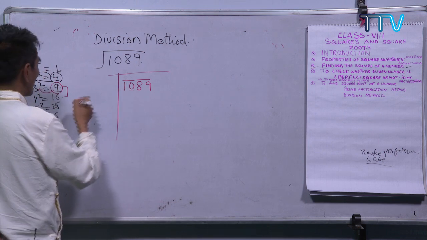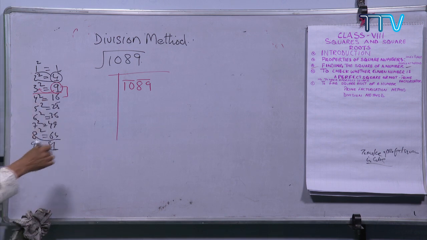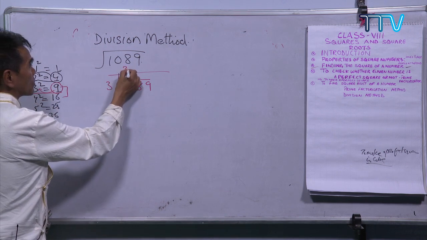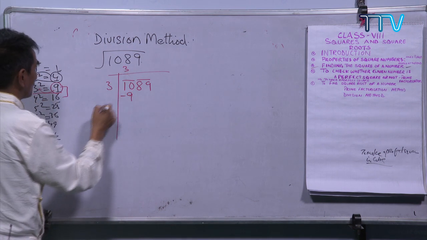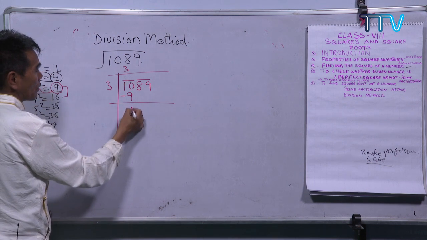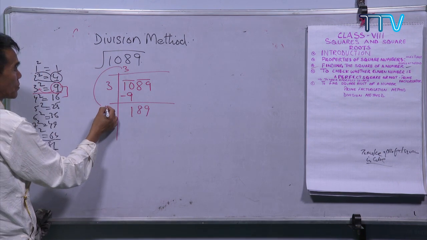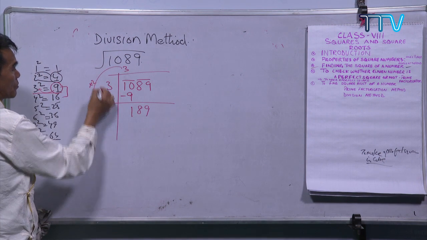The first 10 nearest number is 3 squared. 3 times 3 equals 9. And 4 times 4 is 16. When we subtract, we get 7. 3 doubled gives 6. 3 multiplied by 2, we get 6.